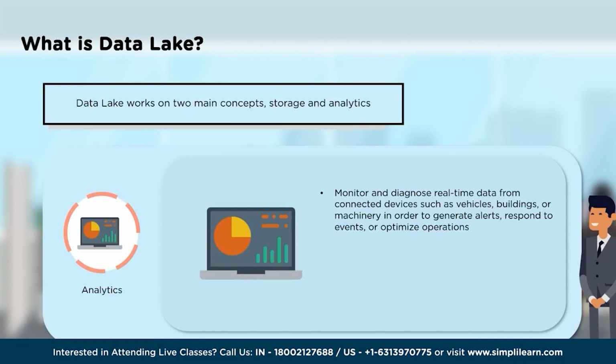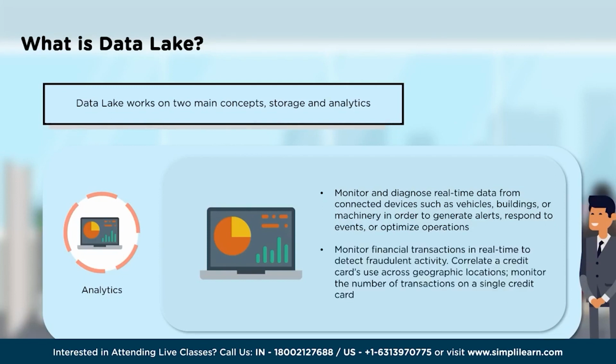Now, here are two examples of how analytics works when it comes to data lake. When it comes to analytics, you can monitor and diagnose real-time data, for example, data that you're getting from vehicles or buildings. These can be used to optimize how they work, respond to certain events, or generate alerts in case something goes wrong. Then you can also identify fraudulent transactions on your credit card, or you can identify the geographical position of your card. Perhaps monitor how many transactions have been taking place on that card, and so on.